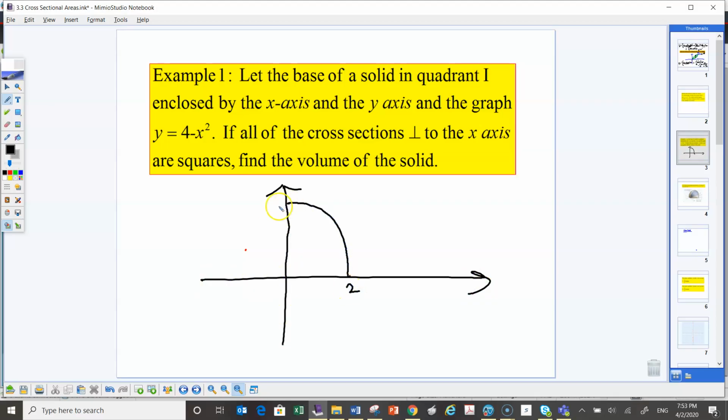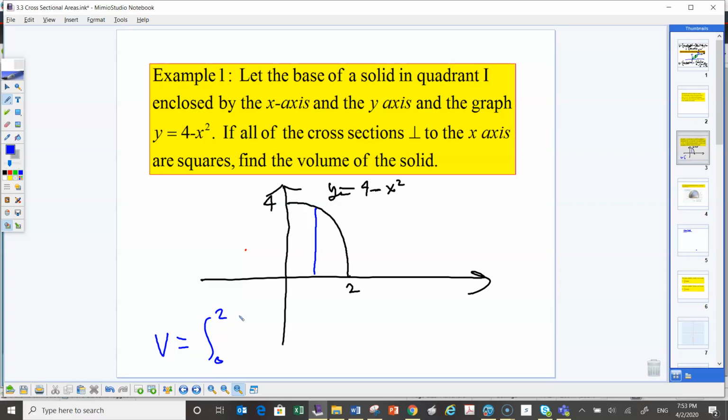So that would cross the x-axis there, and that would be there. And it says, there's my equation, 4 minus x squared. And it said slices perpendicular to the x-axis are squares. So again, you have to imagine that a square is coming out the same height as the length of that line. So to find the volume of this shape, we're going to be integrating from 0 to 2.